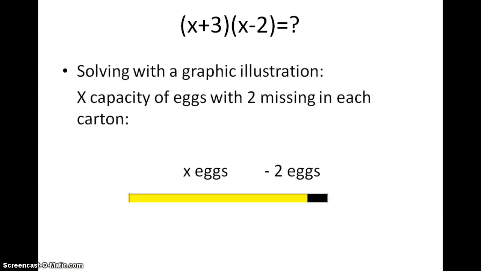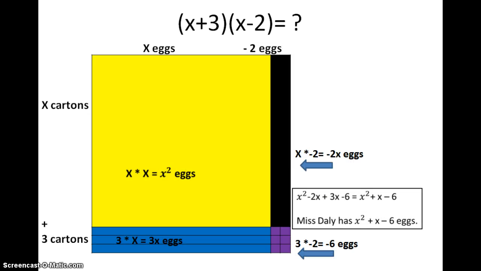We can also use a graphic illustration again. So remember, we have an x capacity of eggs, unknown capacity of eggs, with 2 missing in each carton. So here's our strip again. So x eggs shows this whole strip, and we're missing 2, shown by this black. So here we have again our graphic illustration.